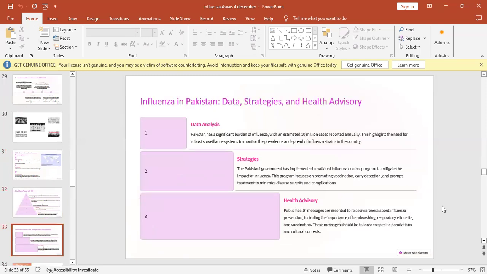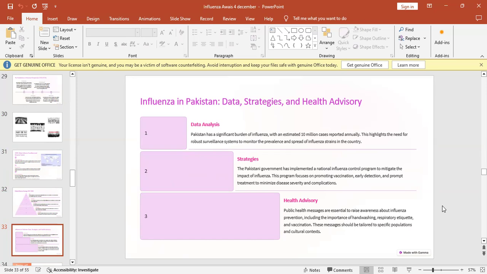Now, influenza in Pakistan: the data, strategy, and health advisory related to Pakistan. The data analysis: Pakistan has a significant burden of influenza infection, with an estimated 10 million cases reported annually. This highlights the need for robust surveillance systems to monitor the prevalence and spread of influenza strains in the country.